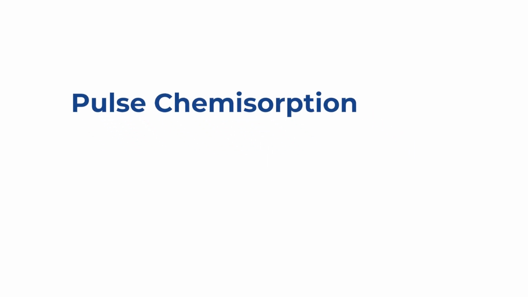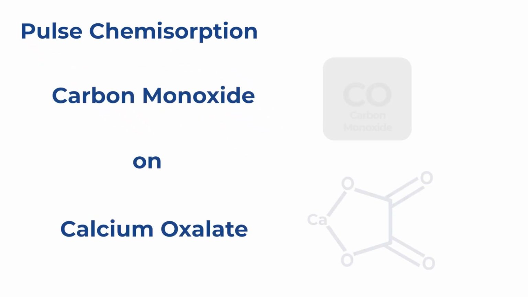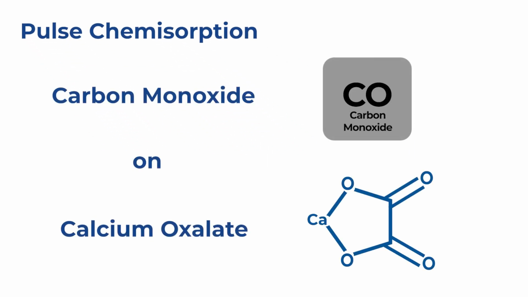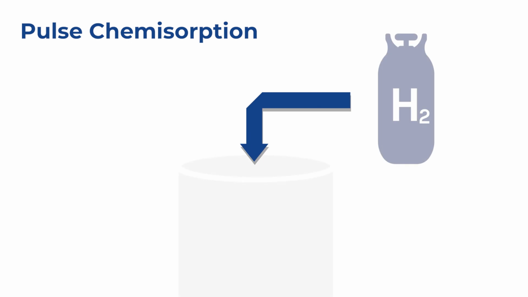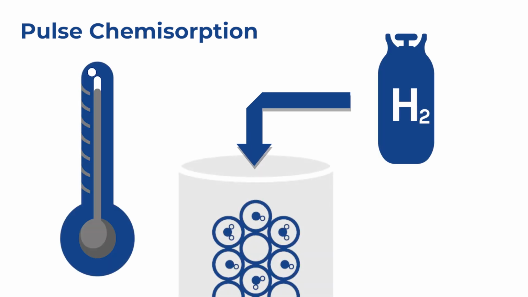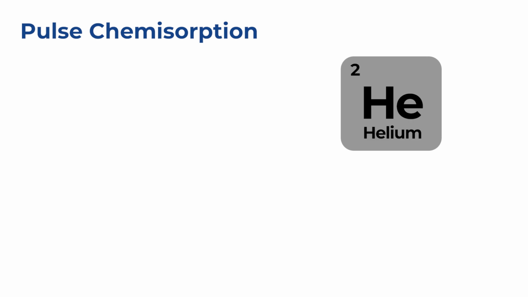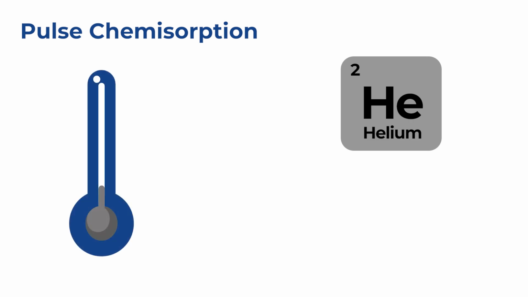Next, let's look at a pulse chemisorption experiment using carbon monoxide on calcium oxalate. During a pulse chemisorption experiment, the catalyst should first be reduced. This is achieved by passing hydrogen through the sample while heating. Next, the flow will be switched to an inert gas such as helium. The temperature will then be lowered to the analysis temperature.